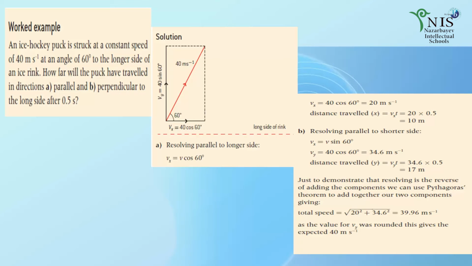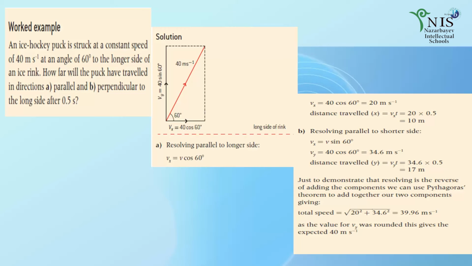The distance traveled along the y-axis is, of course, uniform motion. Therefore, the distance traveled is equal to v times t, 34.6 multiplied by half a second, which equals 17 meters.